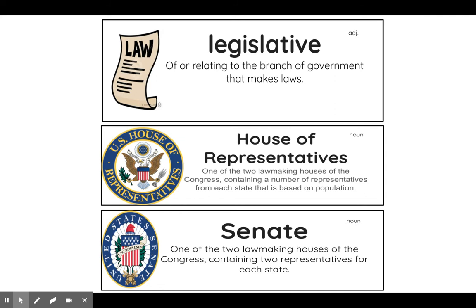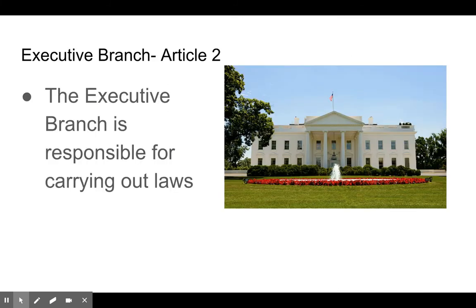Now we have the Senate, which is another lawmaking house in Congress, and it has two representatives for each state. So this was taking the small states and their voice in government into account so they wouldn't be drowned out by the bigger states. So each state has 2 senators, and right now we have 50 states, so there are 100 senators. So the House of Representatives and the Senate make up Congress, which is the legislative branch, and they make laws.